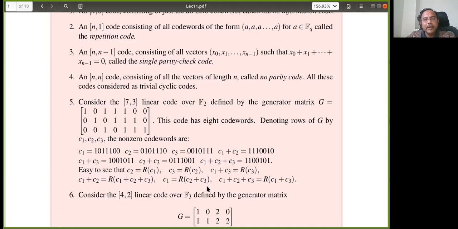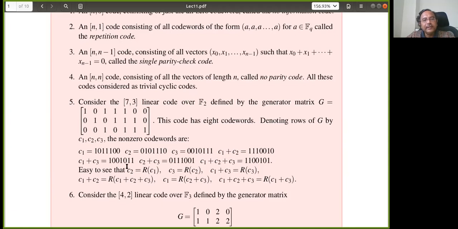Last class I explained this particular example only. You may remember one of the questions is this. I also told that C1 is equal to this, C2 equal to this, C3 equal to this. Then it is a linear code. So C1 plus C2, and so on: how do you get all the codewords? Simply add them. Scalar multiplication does not come into it. I also explained that. I hope many of you remember that.